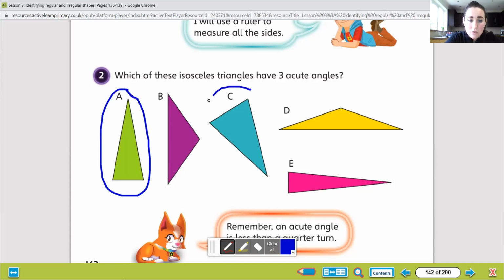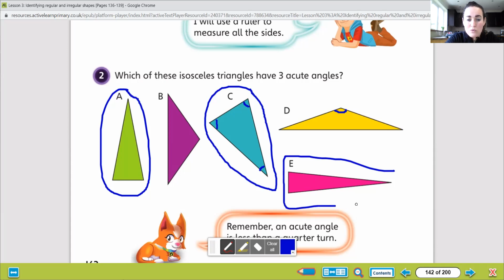C is also an isosceles triangle that has 3 acute angles because each interior angle is less than 90, less than that quarter turn. Whereas D does not have 3 acute angles because I can see that this angle here is an obtuse angle. It is bigger than my 90 degrees, bigger than my quarter turn. And E is also an isosceles triangle with 3 acute angles. Each interior angle is less than a quarter turn, less than 90 degrees.